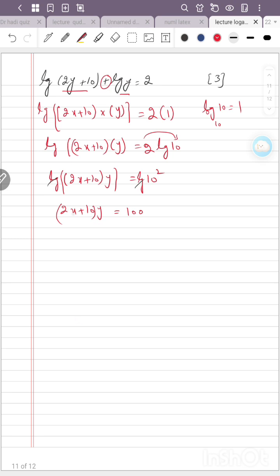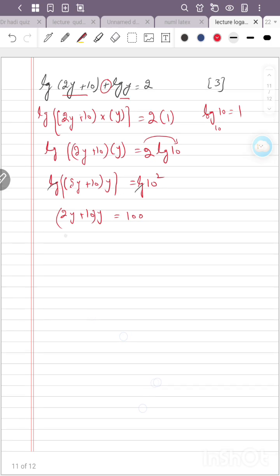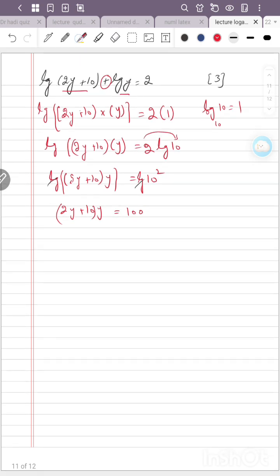This term is y, this term is y, this term is y, and this term is y. So we multiply each by the other: 2y squared, 10y, and 100 goes to the other side as minus 100. So 2y squared plus 10y minus 100.